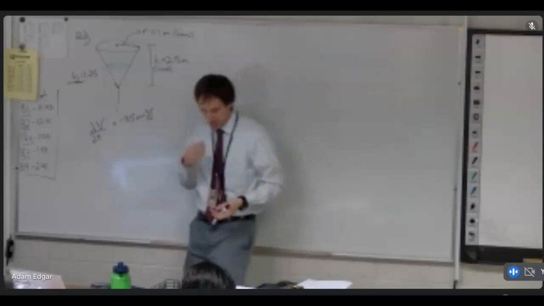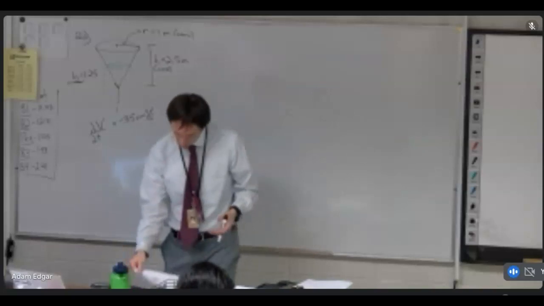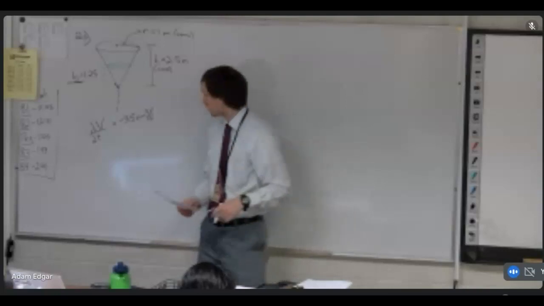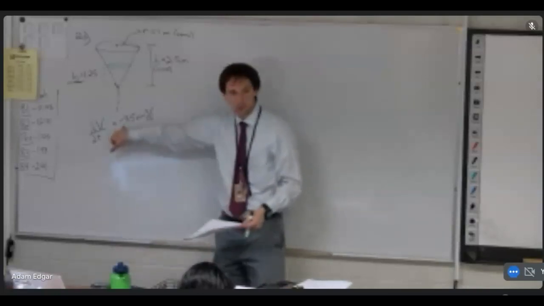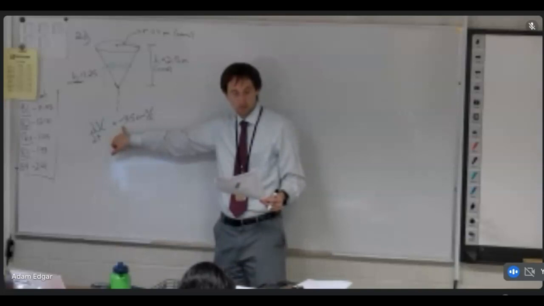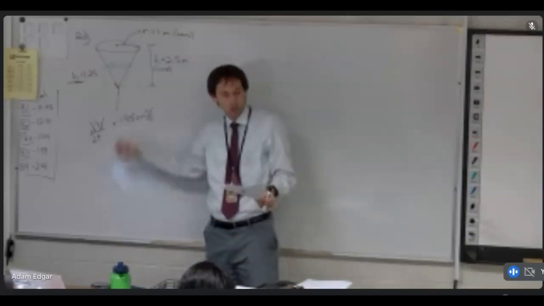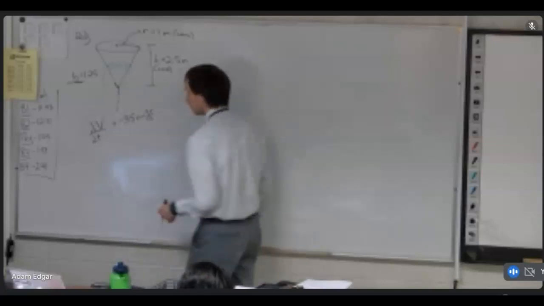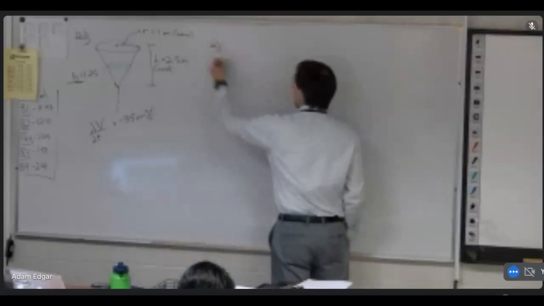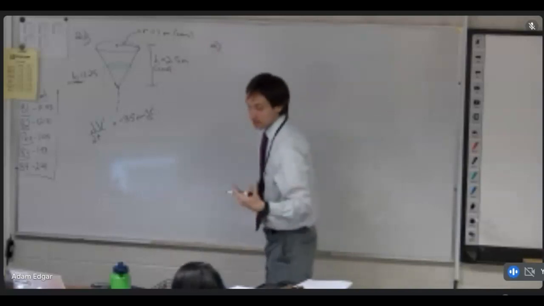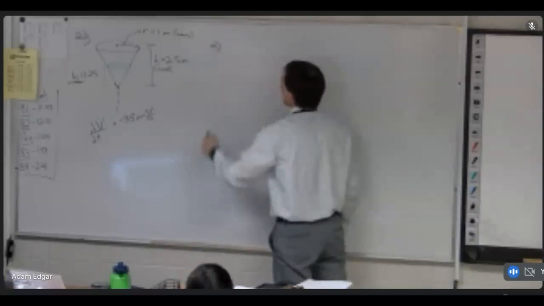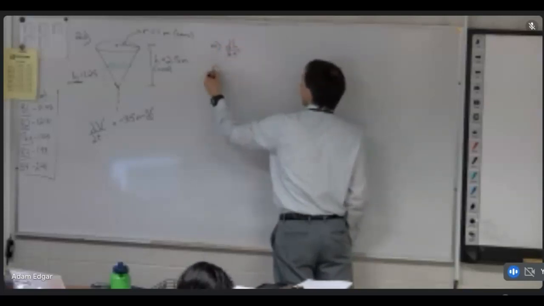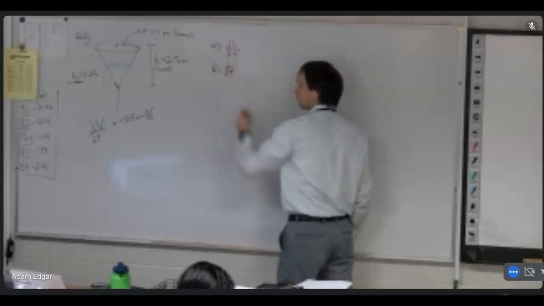And if you read the problem, it says it's leaking water at a rate of 35 cubic centimeters. Why did I make it negative? Because it's leaking. So water is draining out, so the water level is going down. So what we want to do in part A is find out at what rate the depth of the water is changing, which I'm calling height. So what's dH/dt?